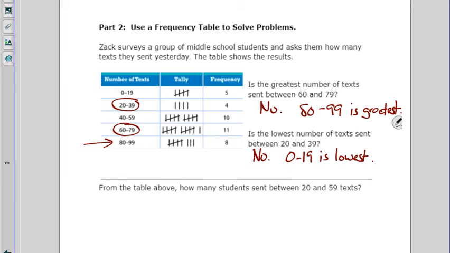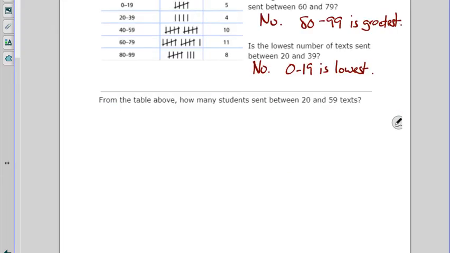Okay, so we have to be careful in our interpretation of what those numbers mean. For this next part, it says, from the table above, how many students sent between 20 and 59 texts? Let me underline that, between 20 and 59. See if you can figure that out from the table.